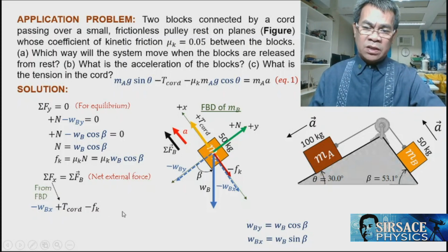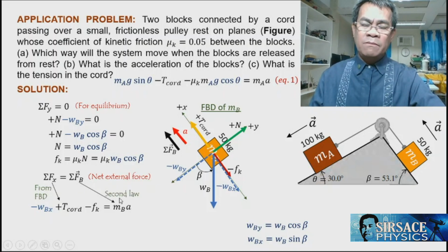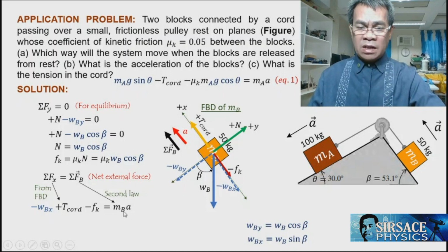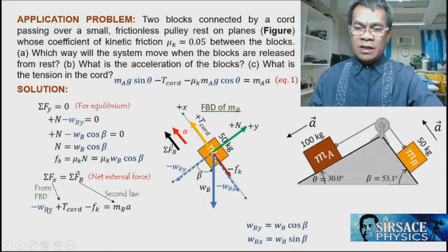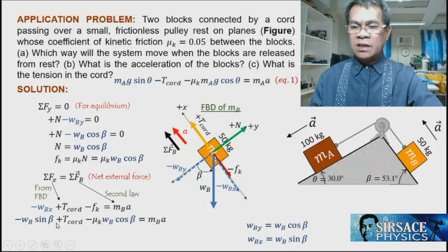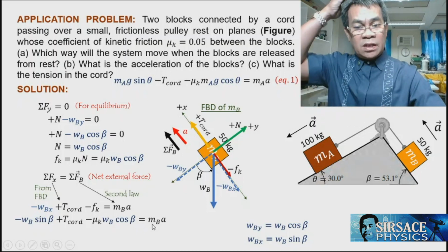Then this will be equated to what? To the net external force. The net external force is taken from Newton's second law: the product of the mass times the acceleration is the net external force. Since this is block B, this should be the net external force on block B. Then, replacing values, because we have W_Bx here, we substitute. We have friction, then do the same. So we come up with negative W_B sine beta plus T minus mu_K W_B cosine beta, equivalent to the mass of the block multiplied by the acceleration of the block.